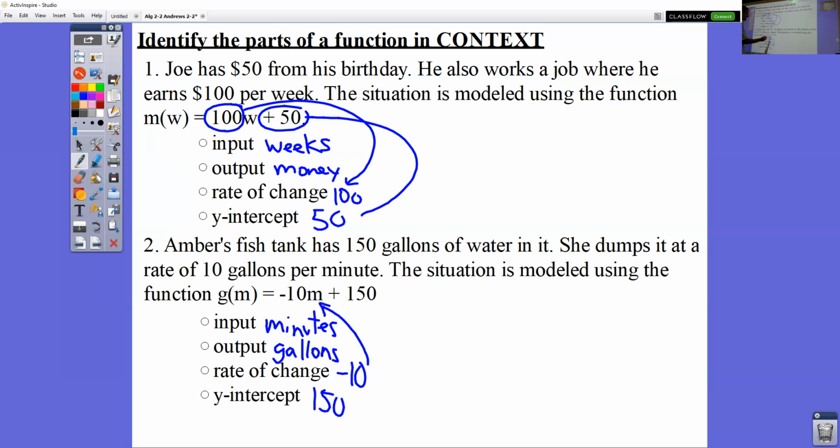Again, your rate of change is always the number that's in front of the letter, and your y-intercept is your plus or minus whatever.